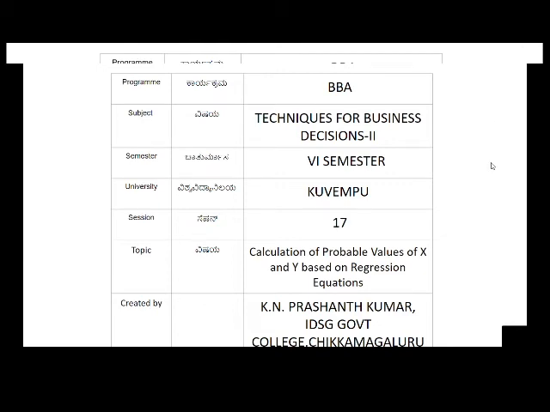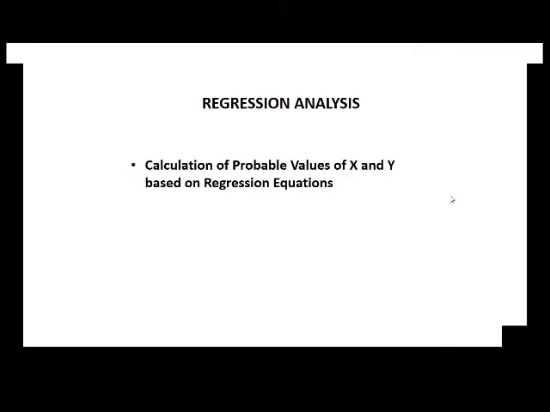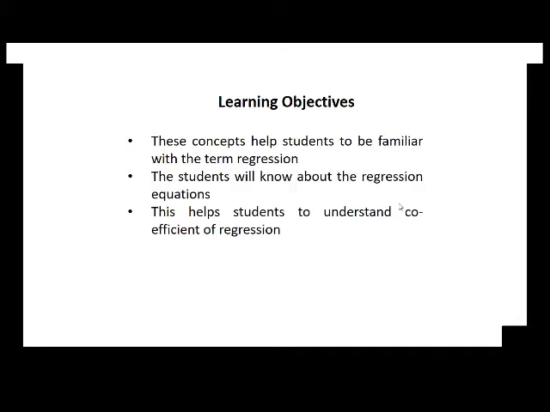So this is session number 17 for 6th semester BBA Techniques for Business Decisions. The topic is calculation of probable values of x and y based on regression equations. In this session, we can solve problems and estimate the probable values of x and y based on regression equations, x on y and y on x.